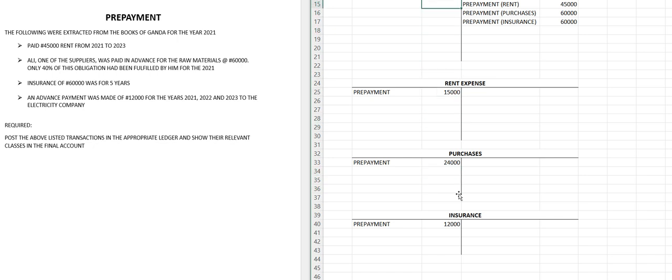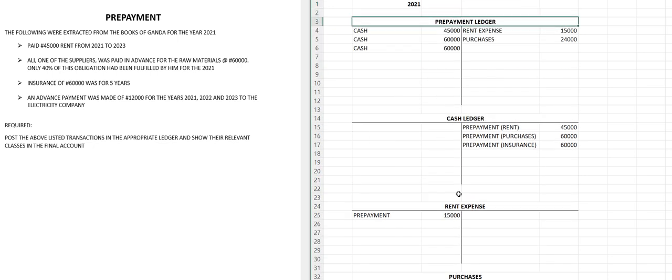So you go to prepayment and record it here under what now? Insurance. Under insurance is 12,000. All right, I hope you're following.